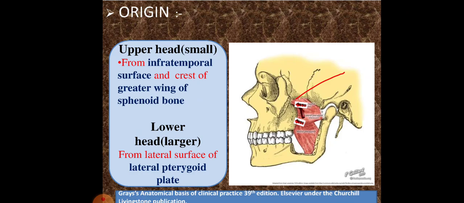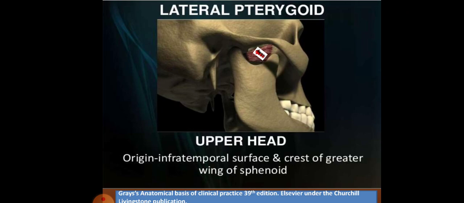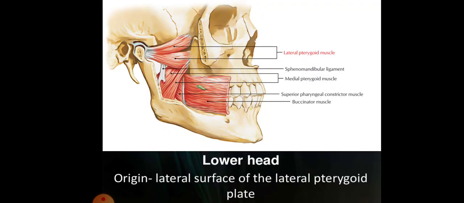Then the lower head arises from the lateral surface of the lateral pterygoid plate, and this is the lateral pterygoid muscle. The small upper head arises from the infratemporal surface and the crest of the greater wing of the sphenoid. And in this image we can see both the heads, the upper and the lower heads, and the lower head is arising from the lateral surface of the lateral pterygoid plate.